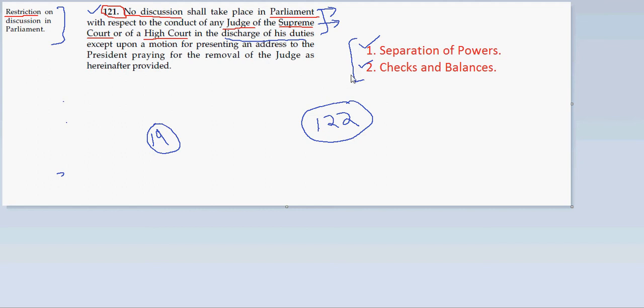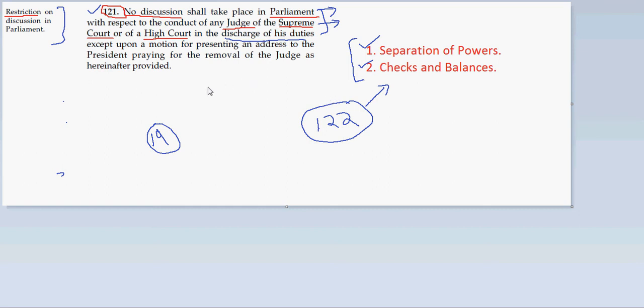And these two articles, 121 and 122, also impose some kind of checks and balances, so that the branches of the government, like judiciary, legislature and executive, are separate. Basically, the judiciary is independent from the other two, legislature and executive, and the other way around. That's what these two talk about.